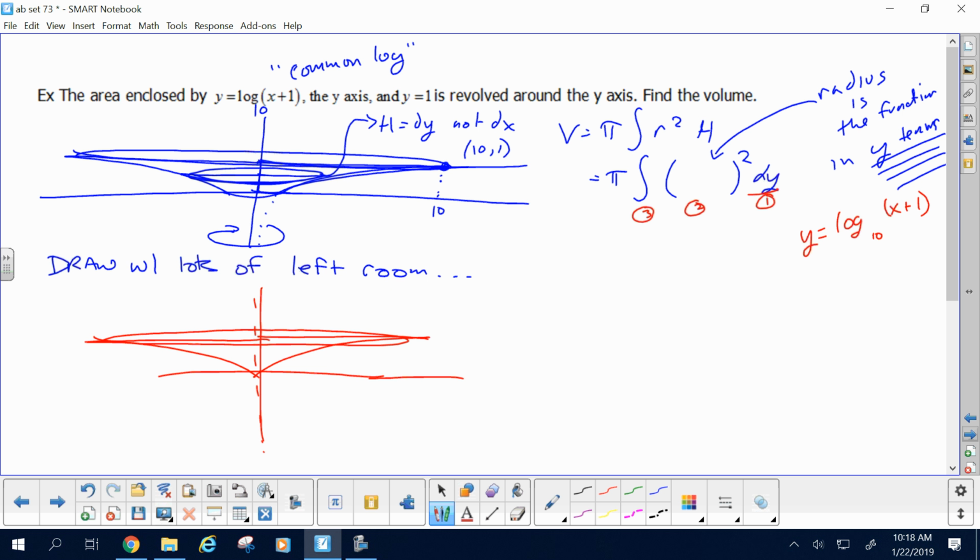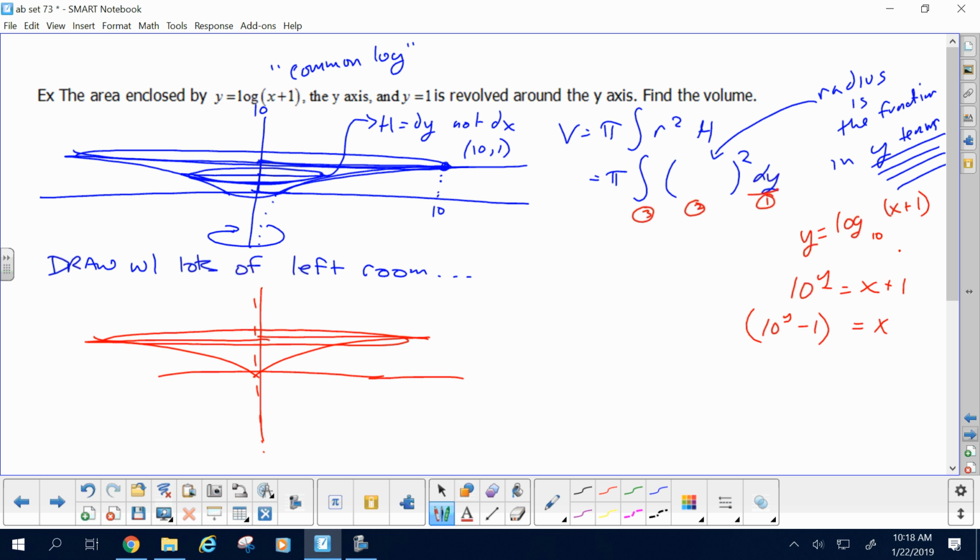How do you rearrange this in y terms? How do you solve for x and put it in terms of what? What's the opposite of log base 10? Oh my goodness, what's the inverse of log? Exponential. 10 to the y equals x plus 1. So what is x? 10 to the y minus 1. Probably wish I wouldn't have done that x plus 1 shift. Oh well, what are you going to do?